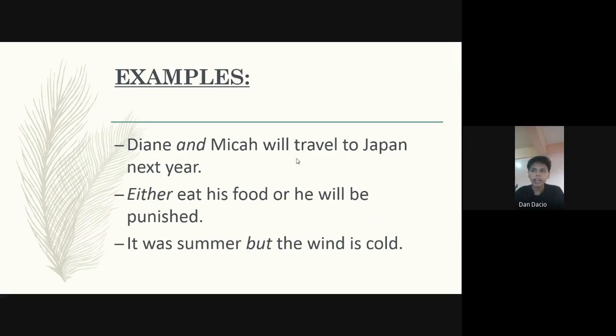Examples. Diane and Mika will travel to Japan next year. So the conjunction used in the first sentence is and. It connects Diane and Mika. Either eat his food or he will be punished. So the conjunction used in the sentence is either or or. So next is it was summer, but the wind is cold. So the conjunction used in the third sentence is but.